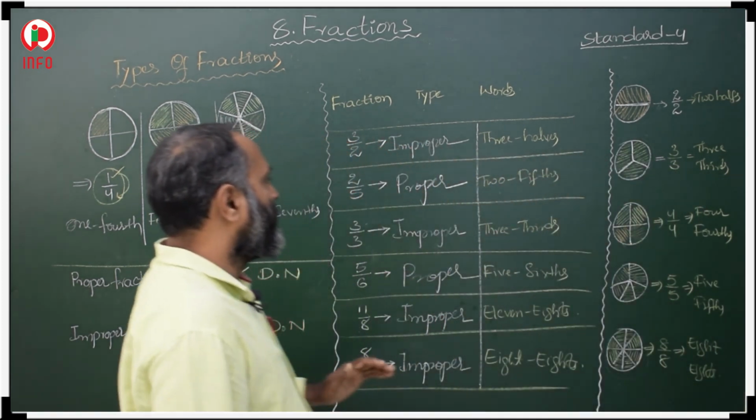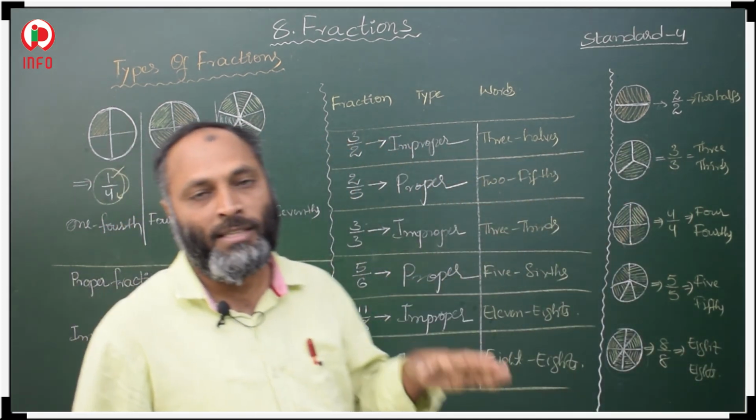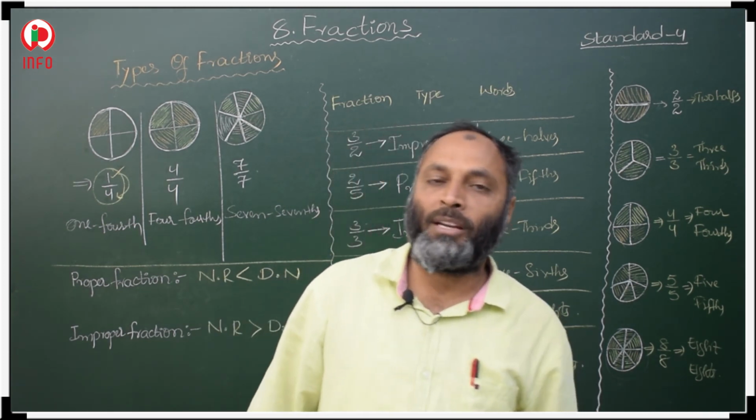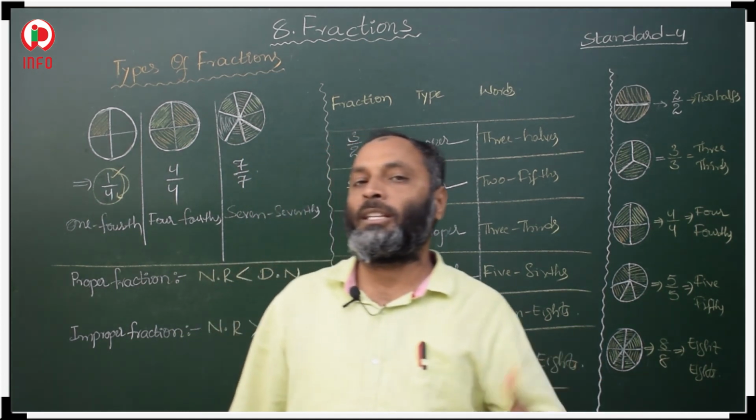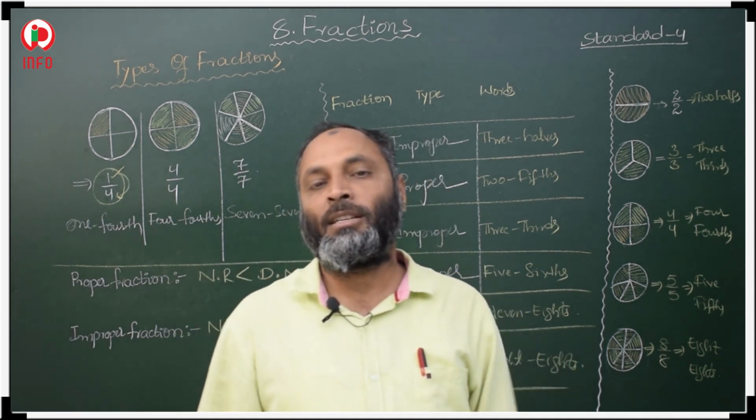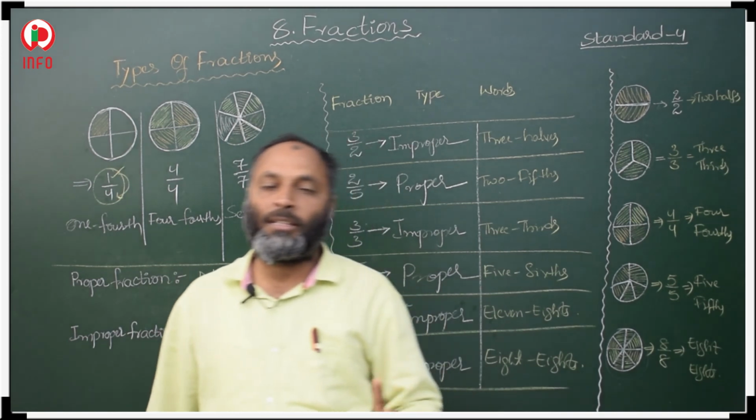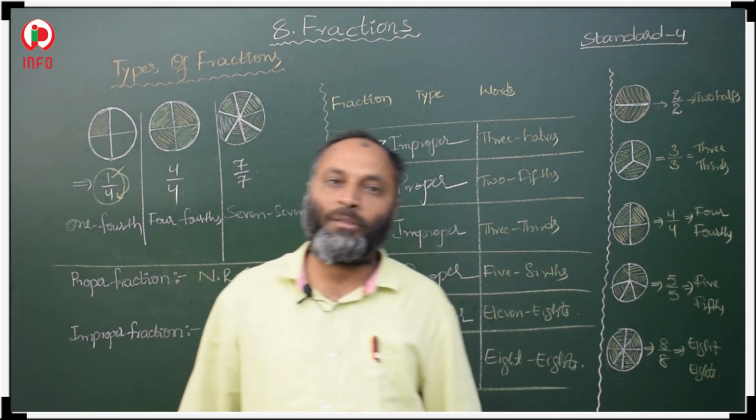So here, proper fraction means the numerator is always less than the denominator. Improper fraction is when the numerator and denominator are equal, or otherwise the numerator is greater than the denominator. That is the improper fraction. So this is the difference between proper and improper fraction. Okay.